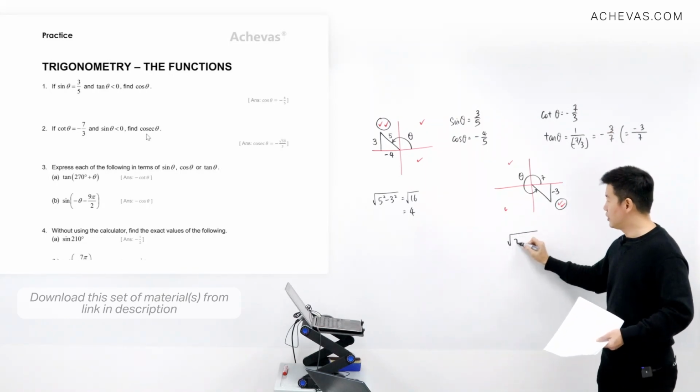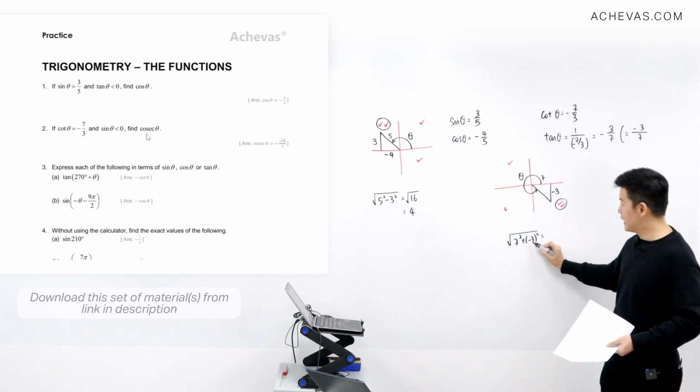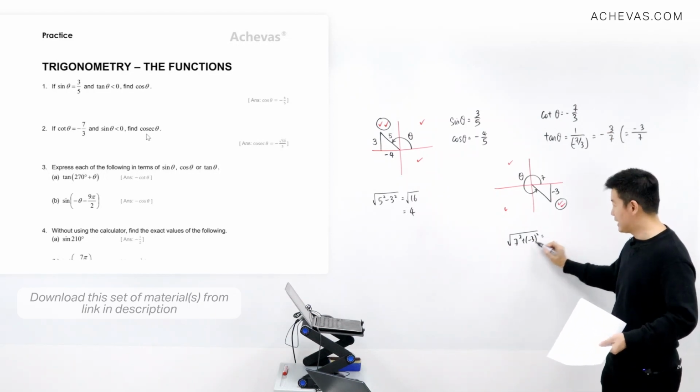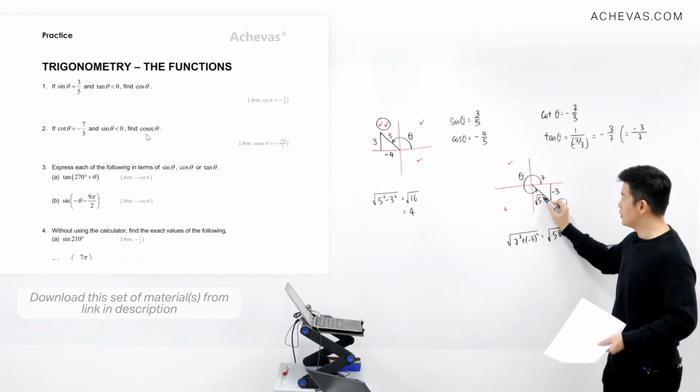So it's going to be the square root of 7 squared plus (-3) squared. So it's going to be 49 plus 9. It is going to be the square root of 58. So we know this is going to be the square root of 58.